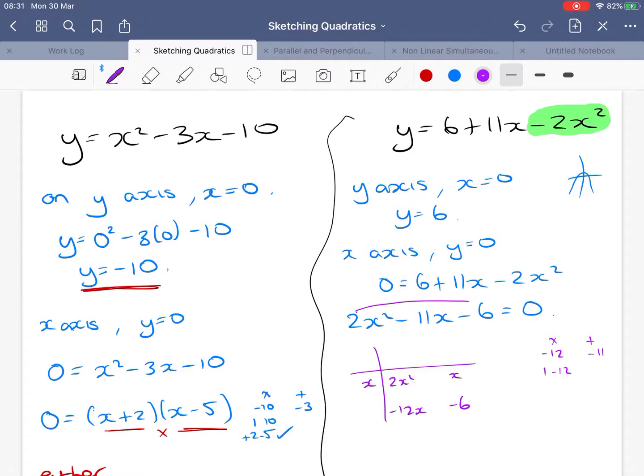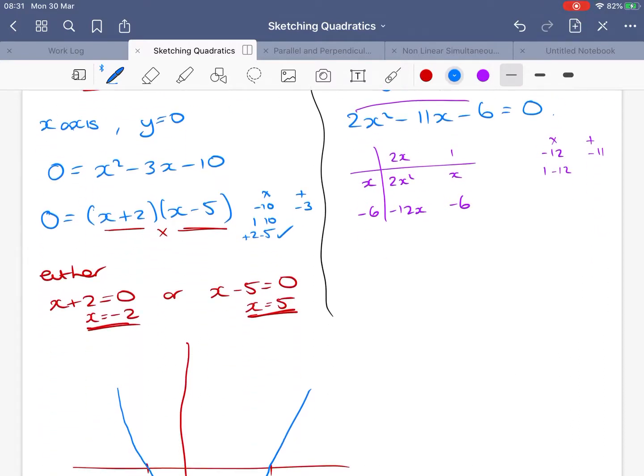Well, I can only take out a factor of x. Let's go to that first column. That's going to be 2x. 2x times something makes -12, so that's going to be -6. And x times 1 makes x. So what do I end up with? I end up with x minus 6 multiplied by 2x plus 1 equals 0.